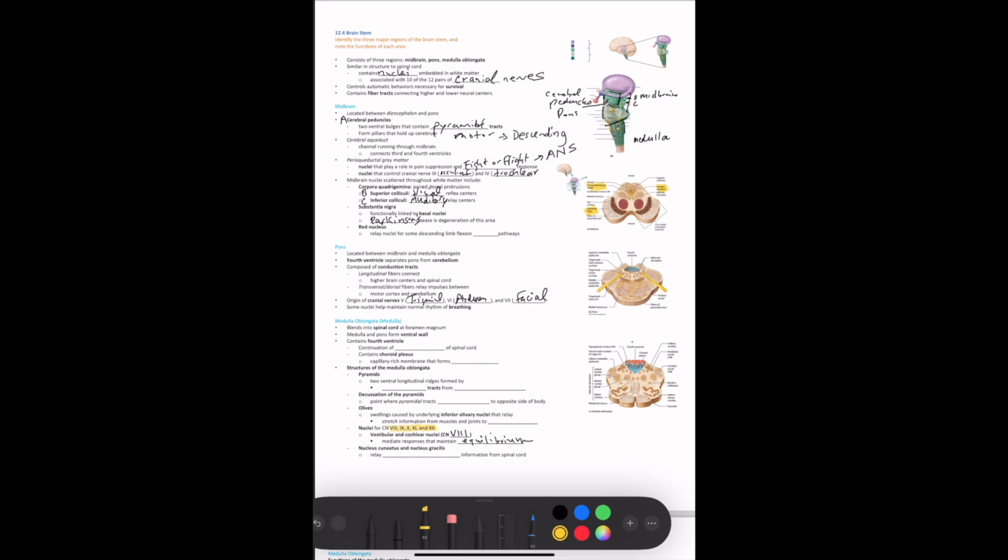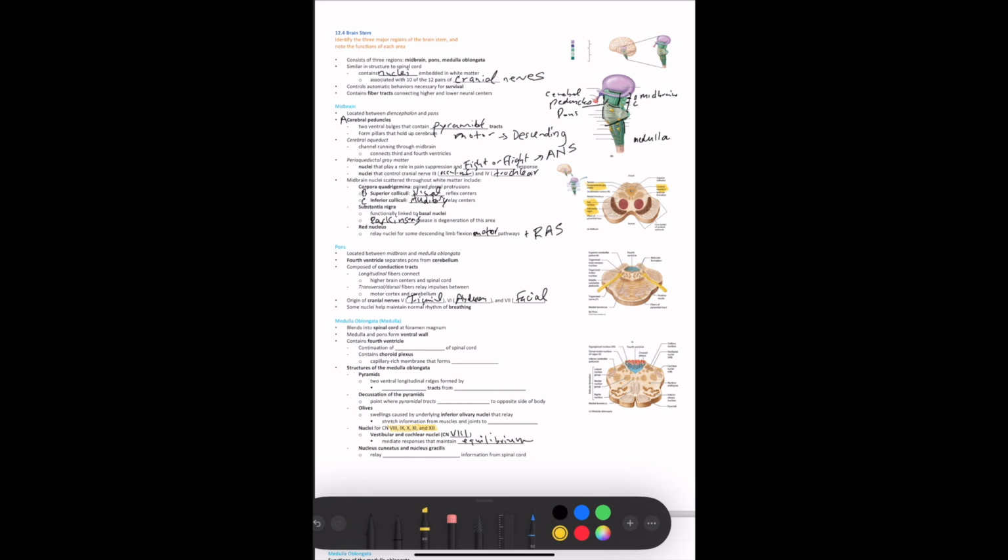Another structure is the red nucleus. The red nucleus is for our descending or motor pathways. And then within the red nucleus, you also have nuclei that are going to be associated with the RAS, the reticular activating system, which is responsible for wakefulness.